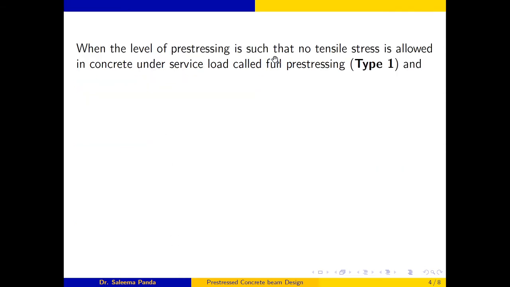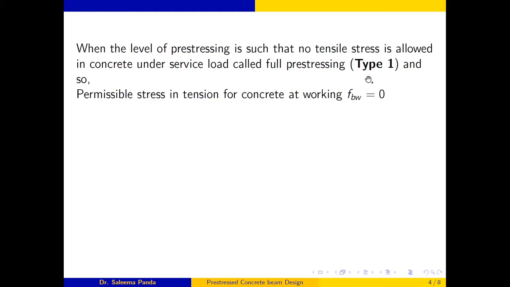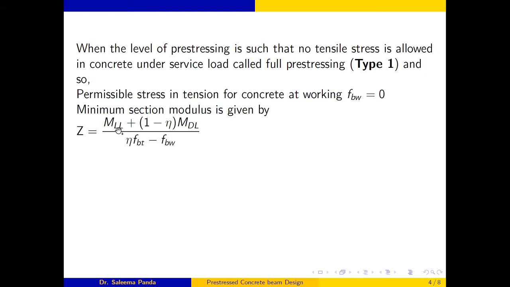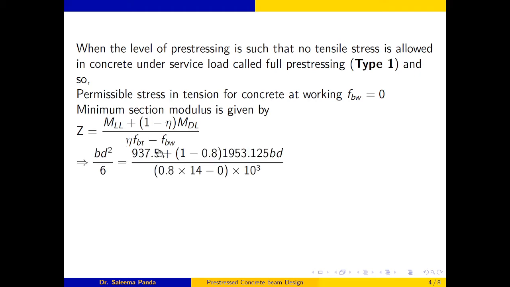When the level of pre-stressing is such that no tensile stress is allowed in concrete under service load, or we can say working load, it is called full pre-stressing and it belongs to type 1. As we have to design type 1, the permissible stress in tension for concrete at working, FBW, is equal to 0. In some books you will get FTW; I have used FBW. Going to the minimum section modulus formula, Z is moment due to live load plus 1 minus eta into moment due to dead load, divided by eta FBT minus FBW. As we have all these values, the only unknowns are B and D.